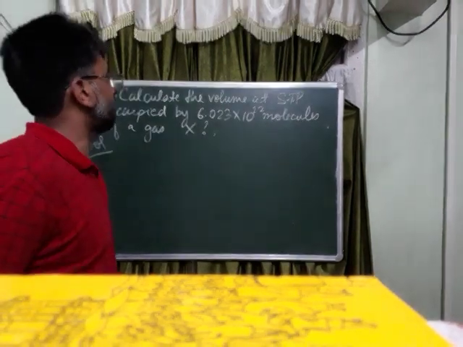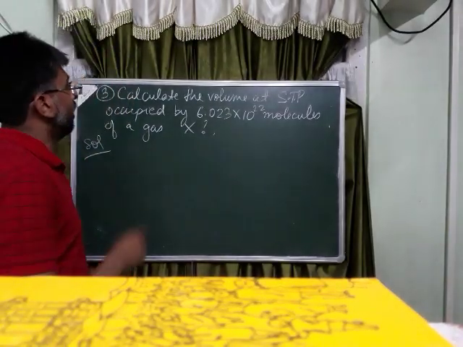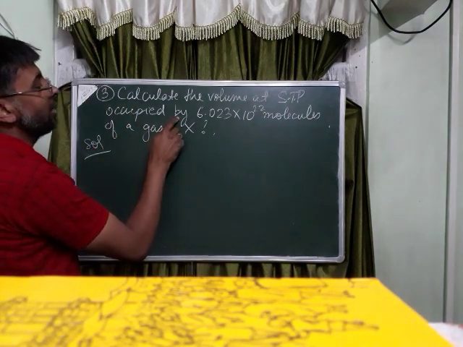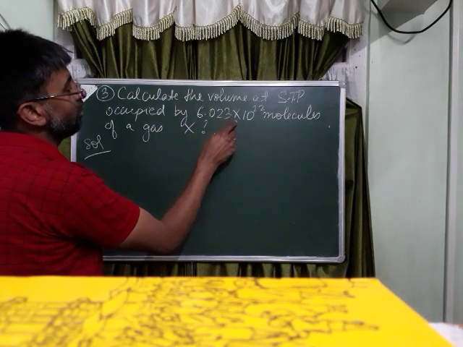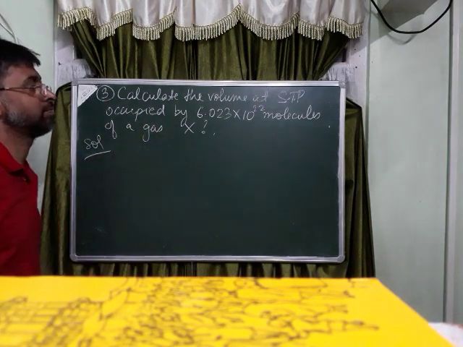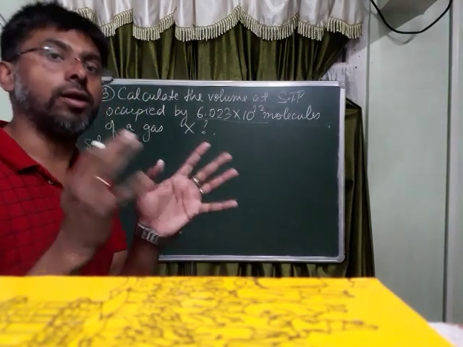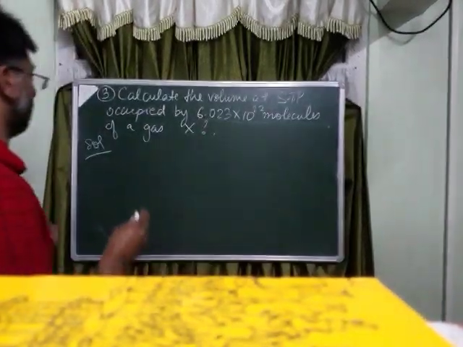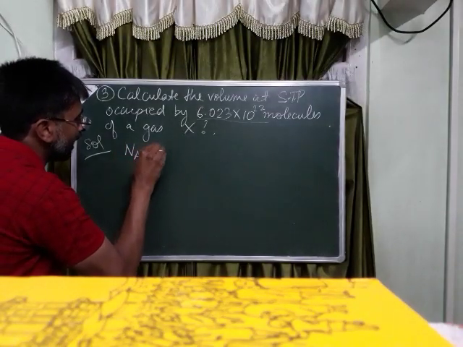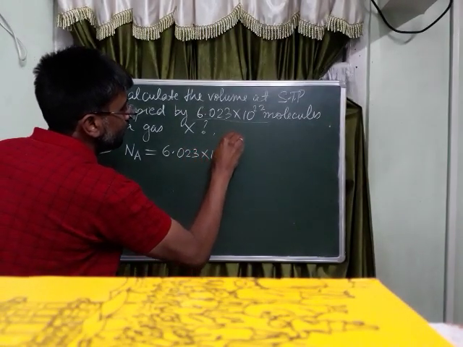Okay, now let us look at the third problem based on mole concept and Avogadro's number. Please copy the question again. Calculate the volume at STP occupied by 6.023 into 10 to the power of 22 molecules of a gas X. Now this number is comparable only to Avogadro's number. I have told you in my previous video, Avogadro's number is denoted by Na and its value is 6.023 into 10 to the power of 23.